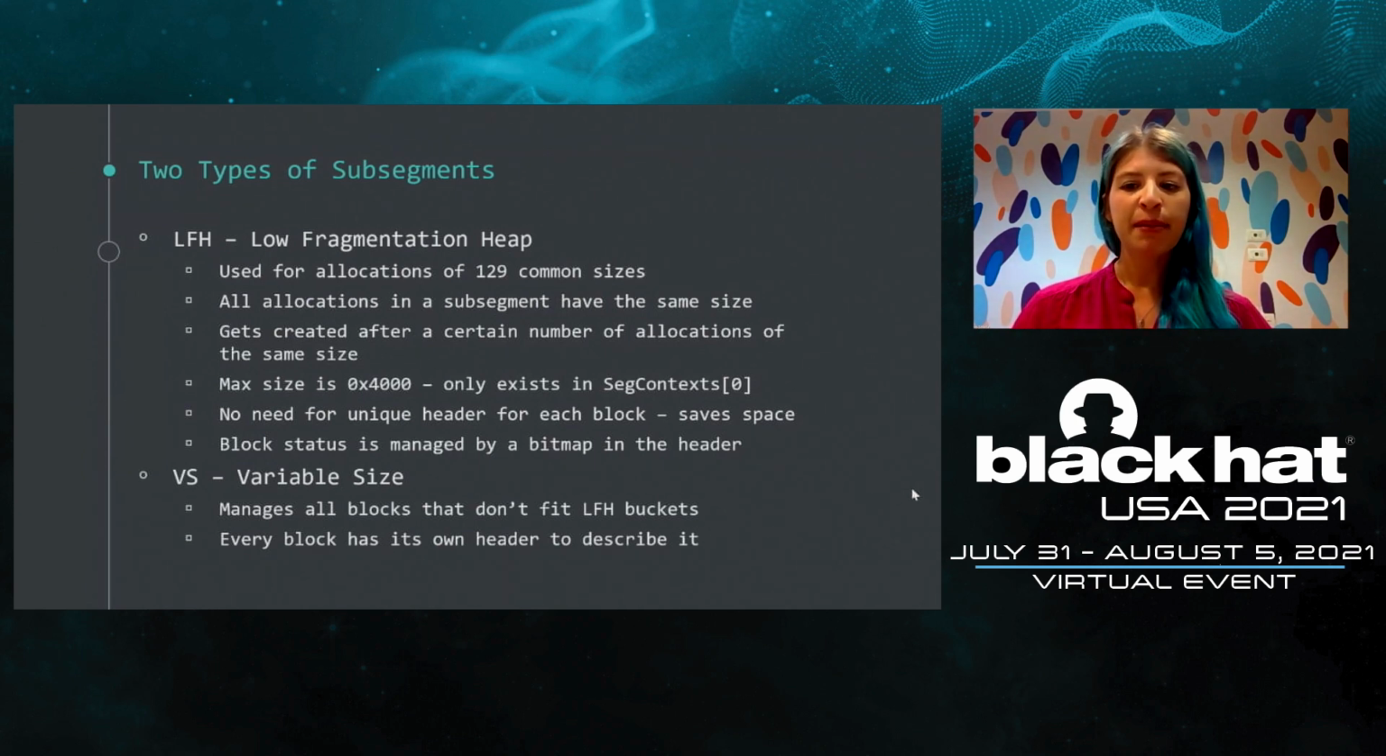Now, with a VS subsegment, we can't know in advance the size of all the blocks because each one can have a different block size. So for those, we will have a header for every block. But in cases where we can save some space, we will use LFH and just know that all the blocks in this range have the same size.